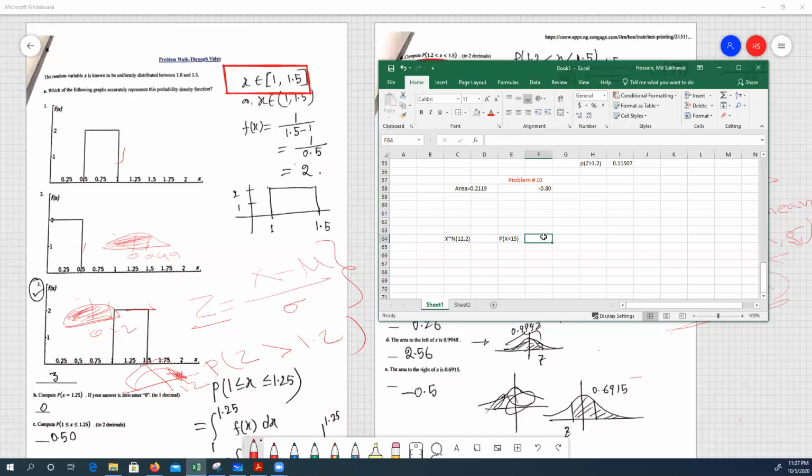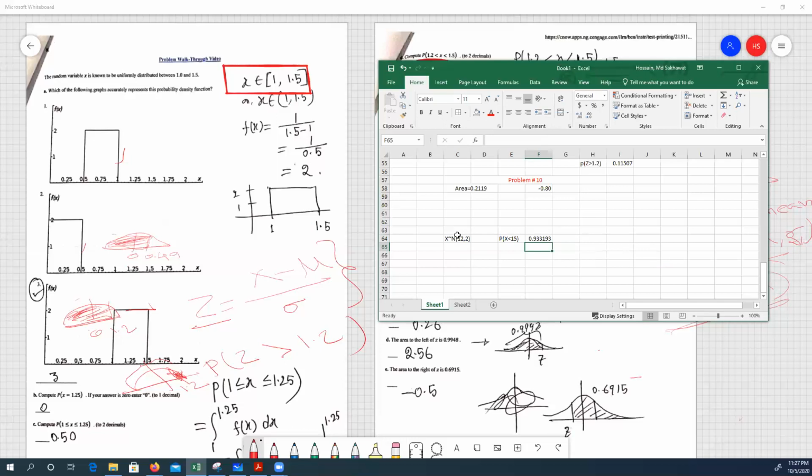You will use the same formula, NORM.DIST. X is 15, comma, the mean. Now the mean is not 0. Remember, the mean is not 0 because this is not a standard normal distribution. The mean is 12, so it is 12, comma, standard deviation is not 1, it is 2 now. And we are doing cumulative, so 1. This is the probability. Okay.